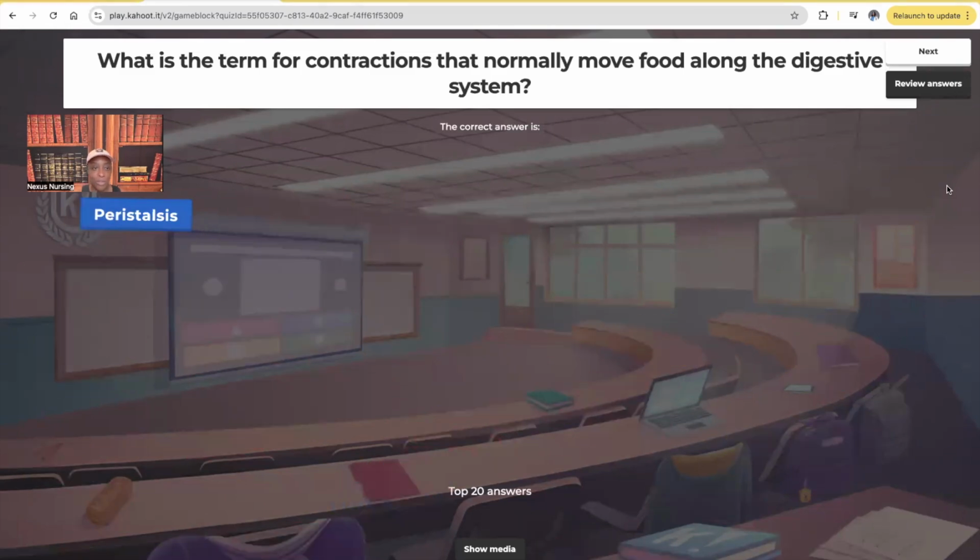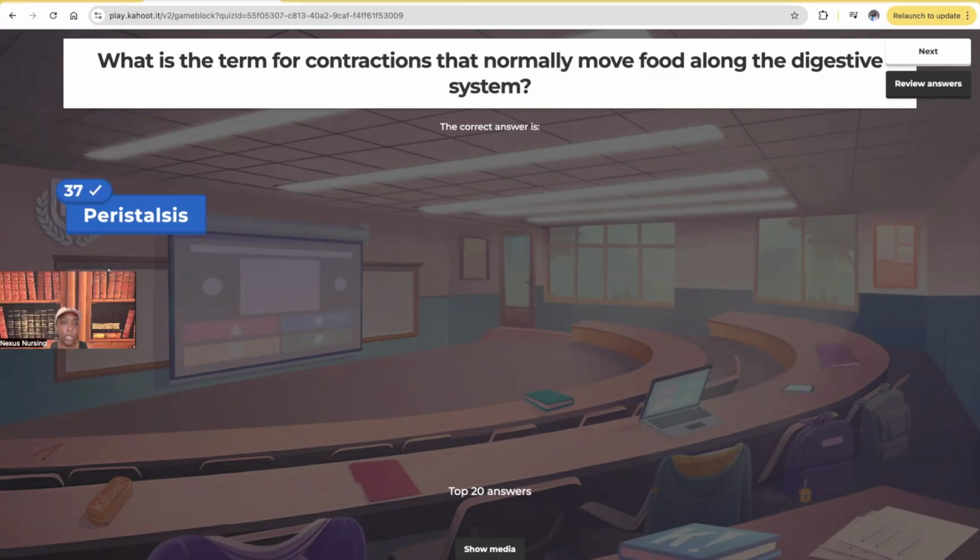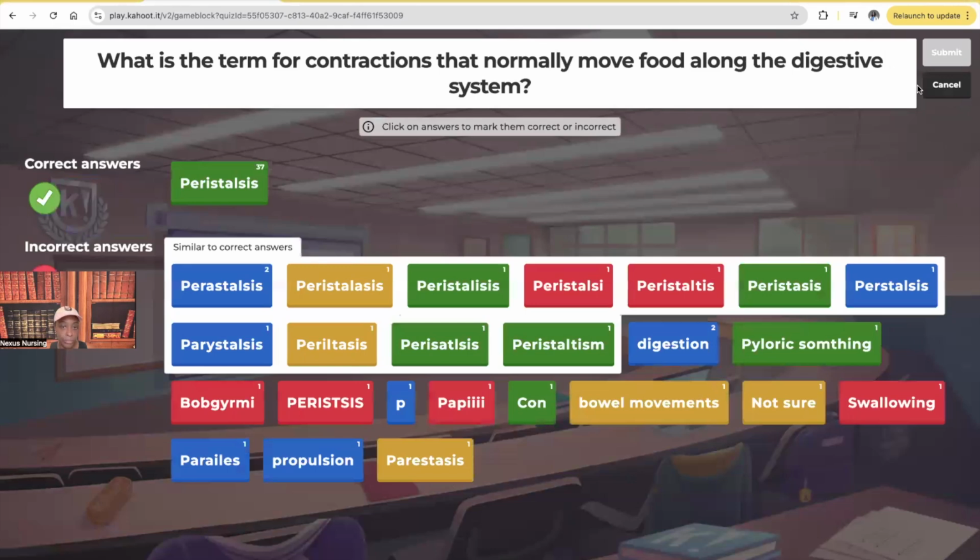Digestion, very good. Most of you got it. Peristalsis. All right. So those muscles actually push food along the digestive tract. Very good. Let me see what else you guys had. Most of you had the pyloric something. You're thinking about a sphincter, okay? That's not peristalsis. You think of pyloric sphincter, swallowing. Someone said poppy. Okay.